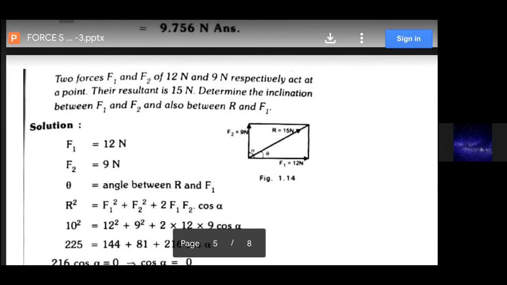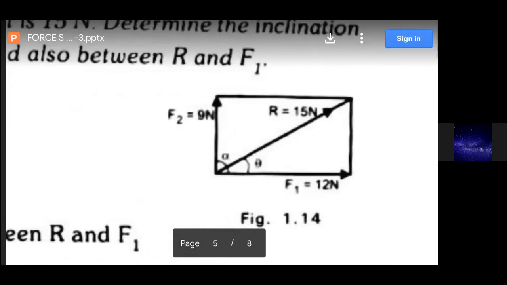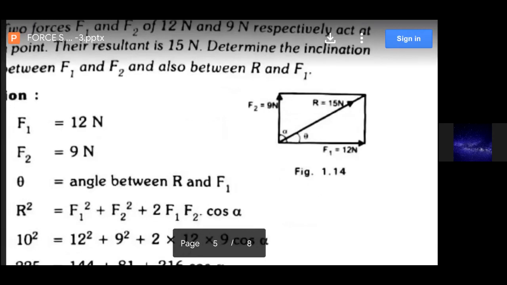So let us assume two forces, F1 as 12 Newton and F2 as 9 Newtons, and the angle between F1 and F2 as alpha, and the resultant of F1 and F2 is R. This R makes theta degrees with F1, as shown in the figure. So theta is the angle between resultant R and F1.